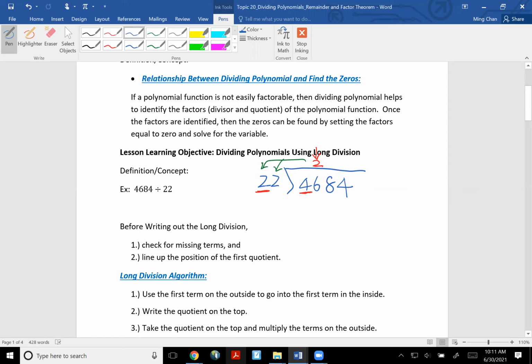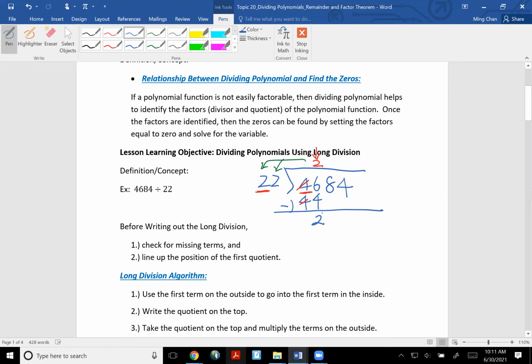Since the 2 I multiply is the first term, then the answer I get, I need to put below the first term in the inside. 2 times 2 is 4. All right, 2 times the second term, 2 is 4. So I put that below the second term. Long division, we will subtract. All right, my first term should always cancel out, right? 4 minus 4 cancels out. My second term, 6 minus 4. 6 minus 4 is 2.